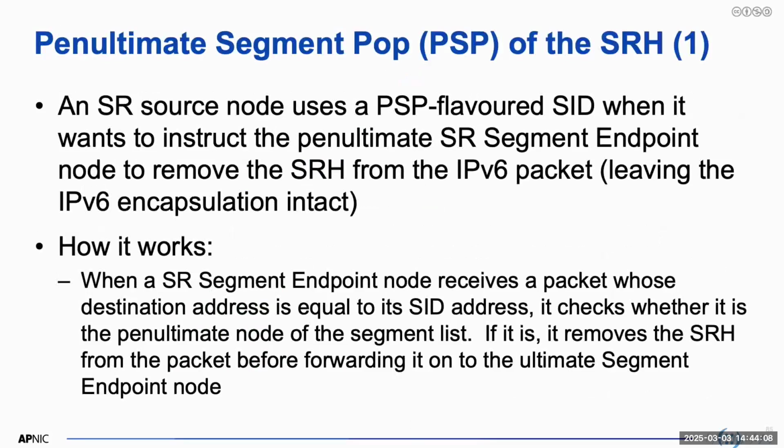This is again the explanation for those three behaviors. So the first is the PSP, which is penultimate segment popping. In this case, we want the one node before the ultimate node to pop the segment routing header and forward the plain IPv6 packet with the payload towards the endpoint. So the endpoint just needs to process the payload. This is similar to PHP in case of MPLS. So you can refer to it as PHP, penultimate hop popping, in case of MPLS. Similar here is the PSP.